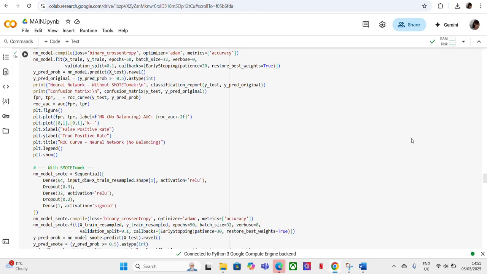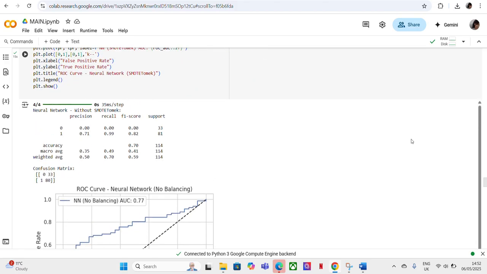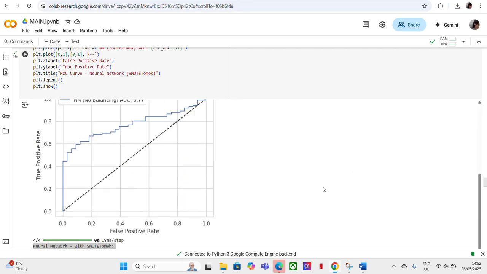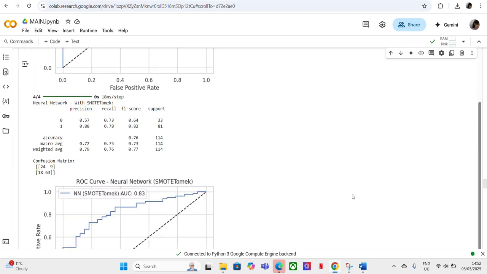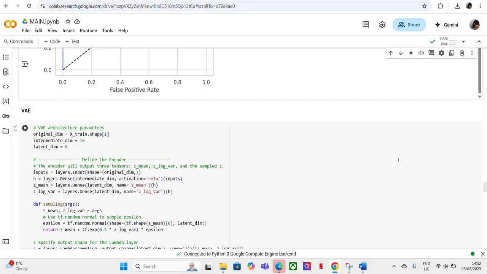The next is neural network. Neural network accuracy is 0.70 without SMOTE. So there is strong bias, because there is no correct prediction for class 0. Then after applying SMOTE, the accuracy increased to 76%, and 24 out of 33 class 0 were predicted correctly. Then next we are moving to another technique, VAE.